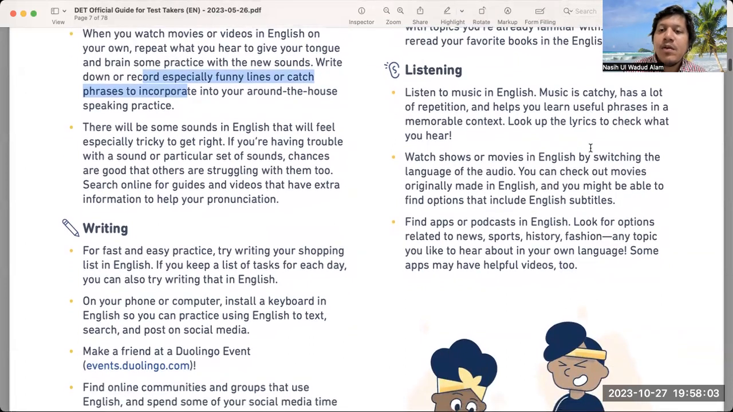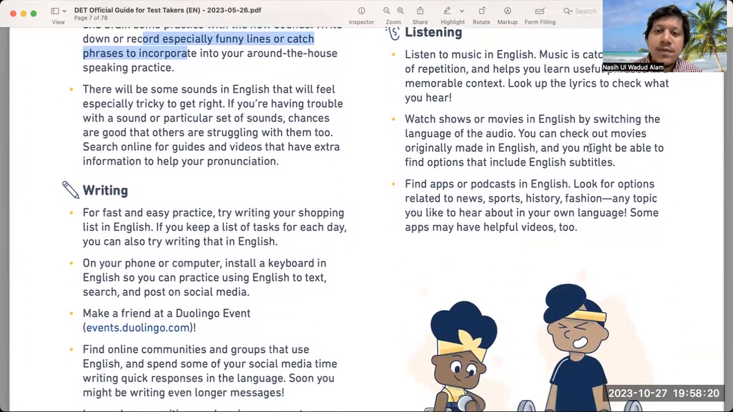Then watch movies in English, watch television shows in English. Also listen to audio podcasts. There are many podcasts in English. You can listen to them as long as you find interest in them. Also, if you want, you can look at the English subtitles. That is something you can work on.